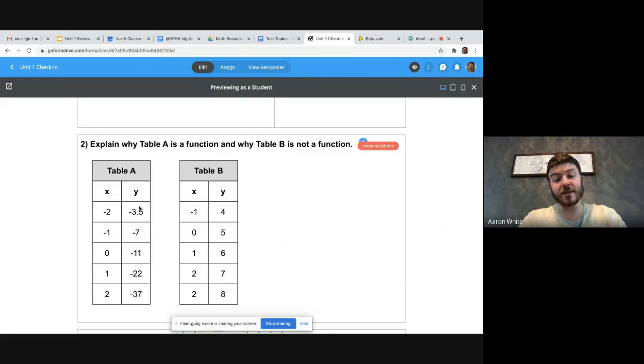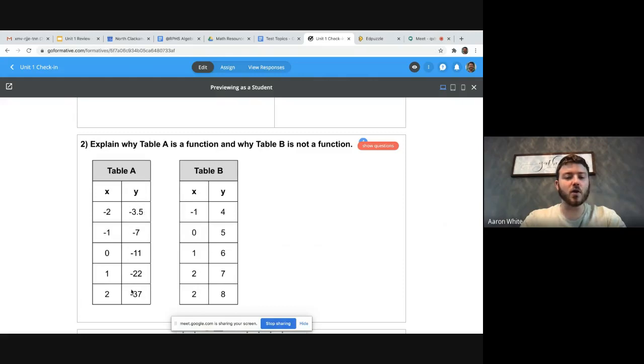The other thing that a lot of people tried to say was that if you look at table A, for instance, you'll notice that table A does not have a constant rate of change throughout. And so because of that, this table is not linear. There were also some people that got confused about what's a function and what's a linear function, because table A does not represent a linear function, but it does represent a function.